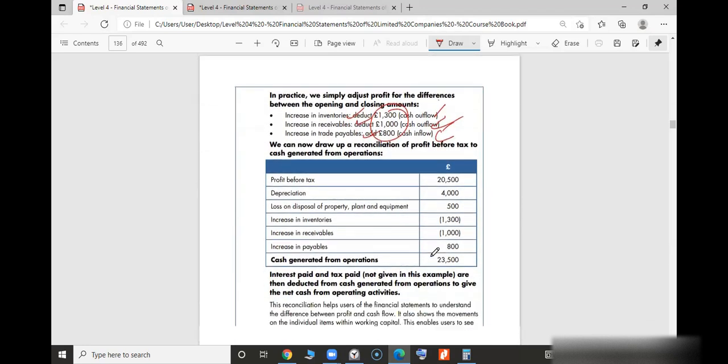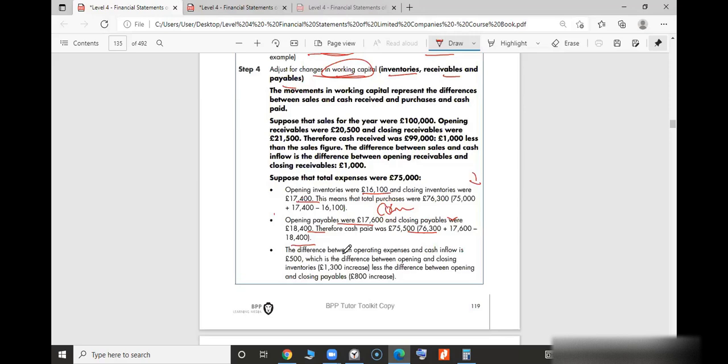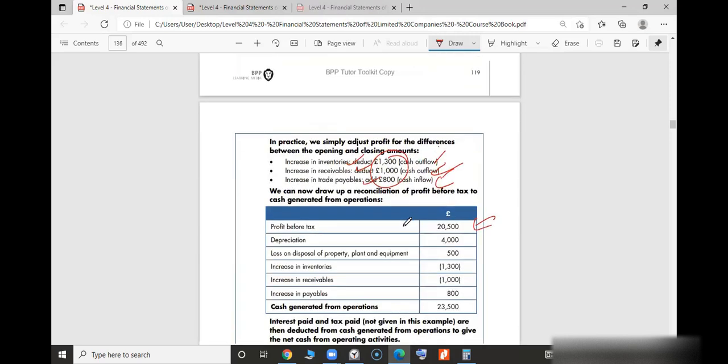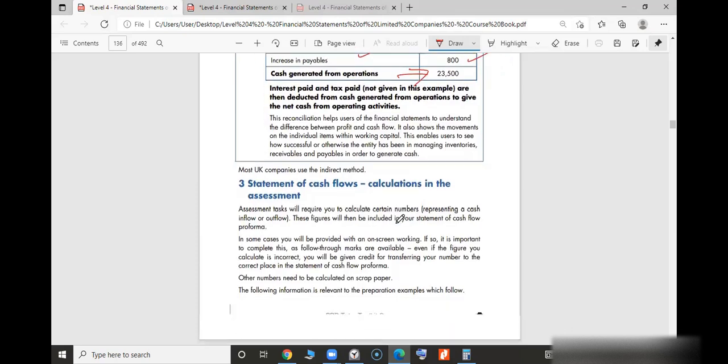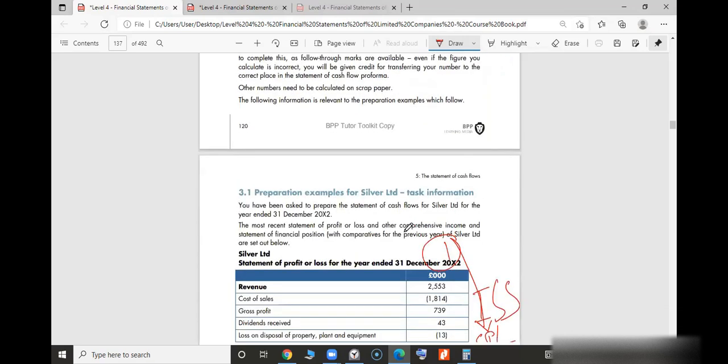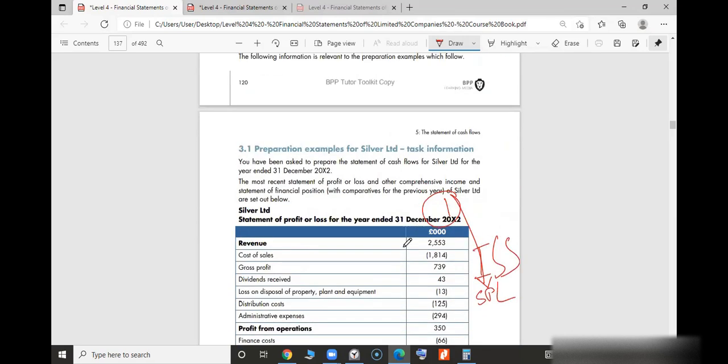Now, profit before tax. Where is this information? As I said, question and answer is together, so that is straight away given, we assume. Add back depreciation given, loss on disposal added, increase and decrease adjusted. You get profit from operations. That was not much, I would say. I think this is the bigger question.